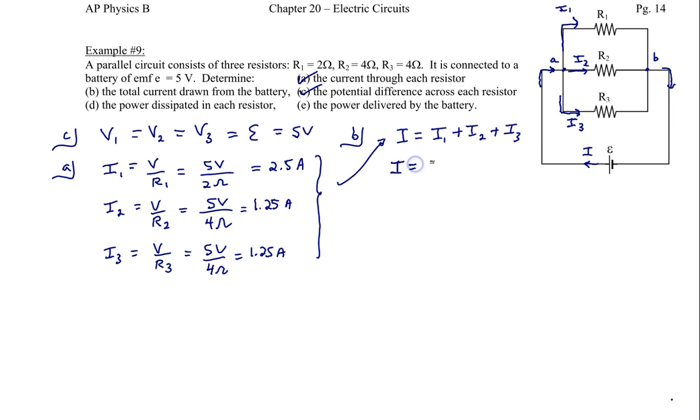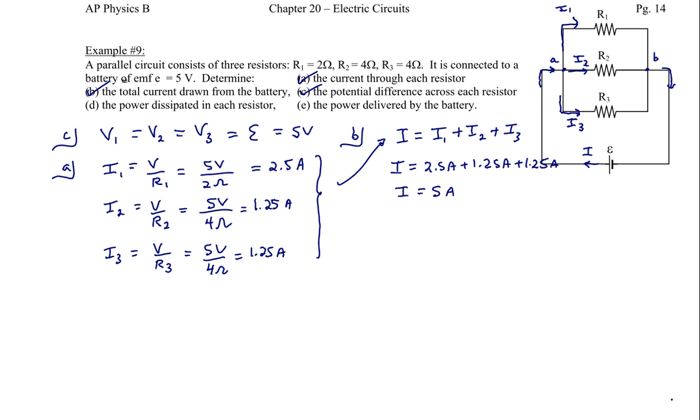So that would be adding each of these currents, 2.5 amps plus 1.25 amps plus another 1.25 amps, and that gets you a total current of 5 amps. Okay, so there's 5 amps leaving the battery, then 2.5 amps, half of that, goes through resistor 1, and then this is split up. The other quarter and a quarter goes through resistor 2 and 3.